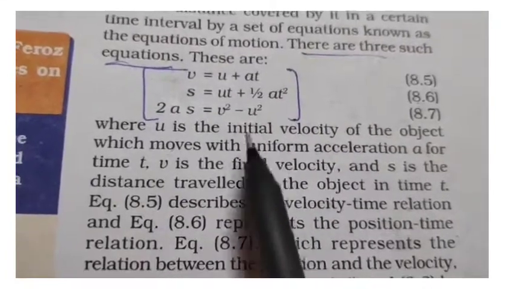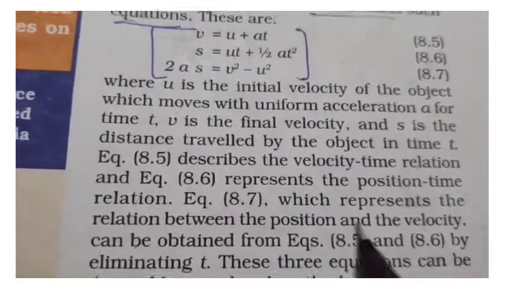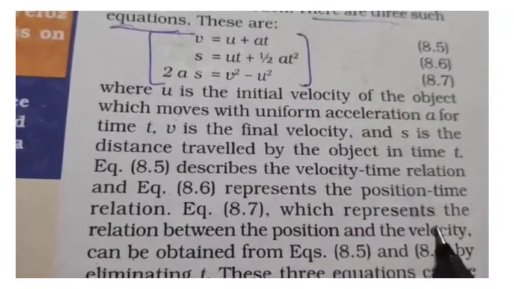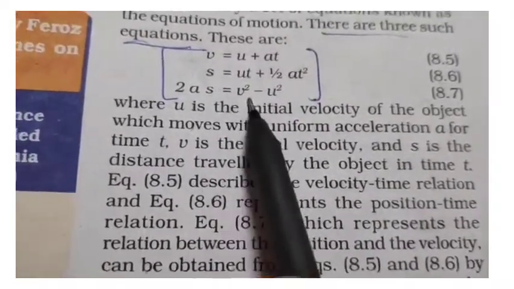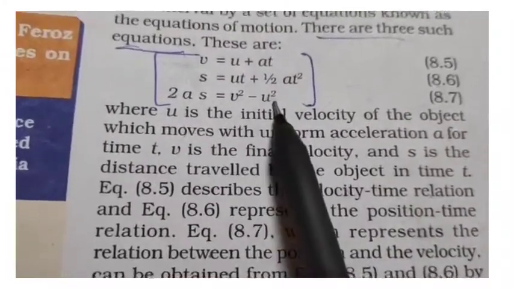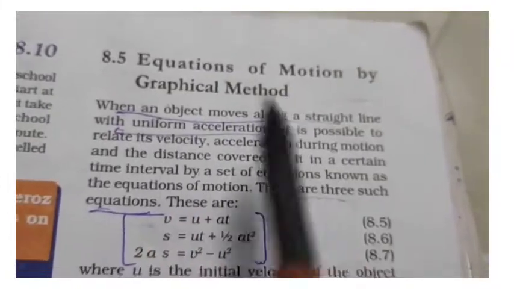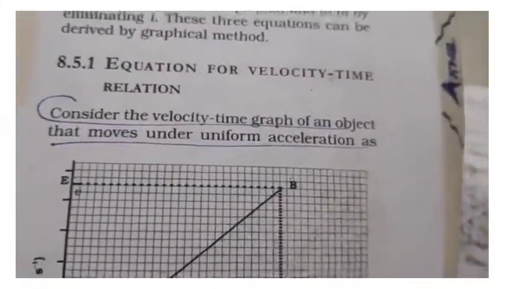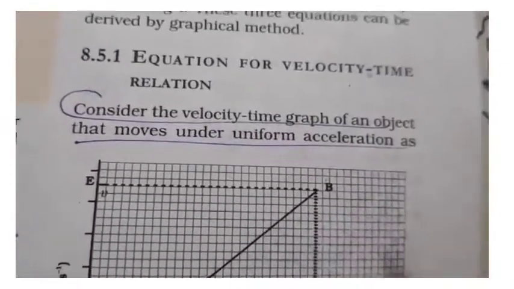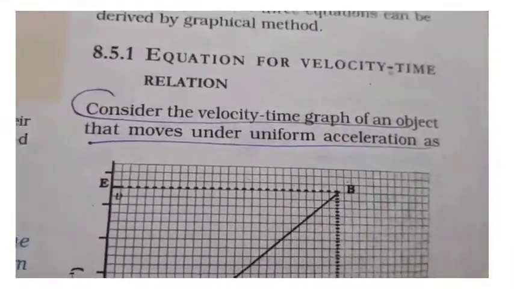In the third one you have position and velocity, because s is there and velocity is also given over here, time is not there. So these three are to be derived, and here it is said by the graphical method. So you derive the equations by the graphical method. For that, the very first equation which we derive is the equation for the velocity time relation.